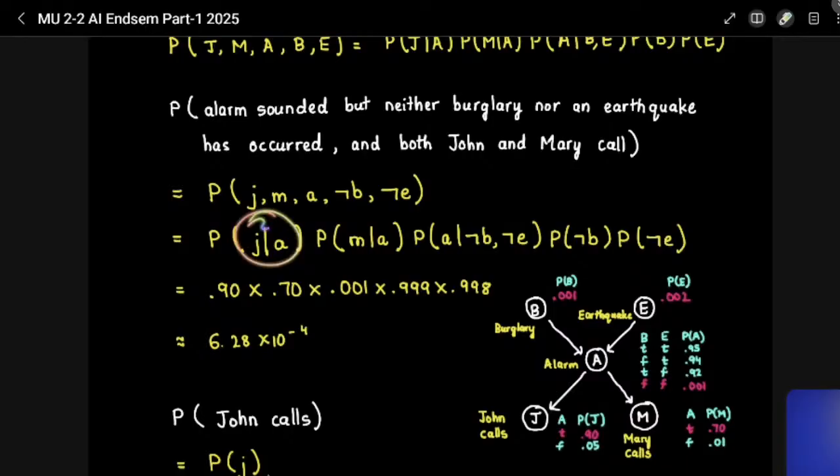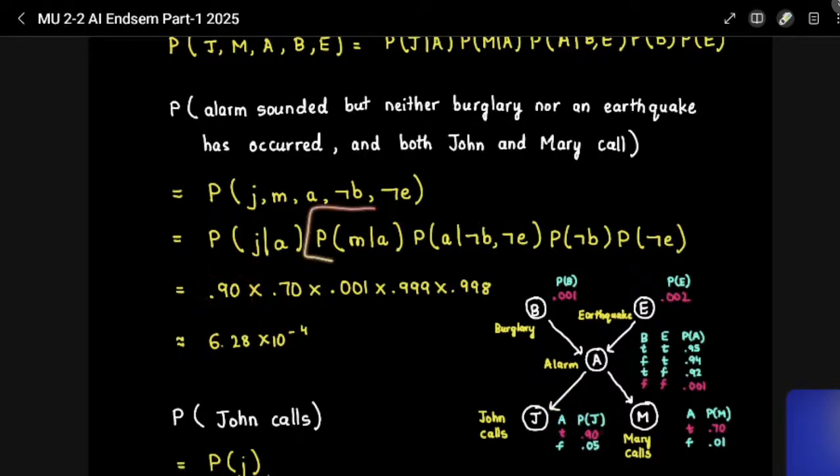So this is J given A, right? You will find it in this probability distribution. J given A. Given alarm sounded, what is the probability that John calls? So alarm sounded is A is true. So the probability that John calls is 0.90. So you have 0.90 here.